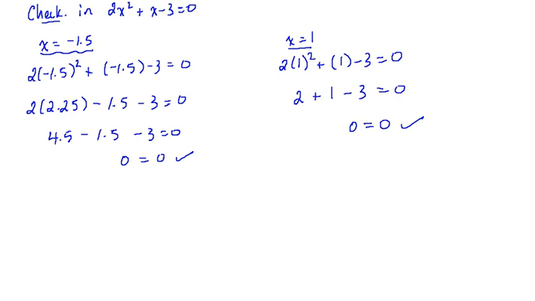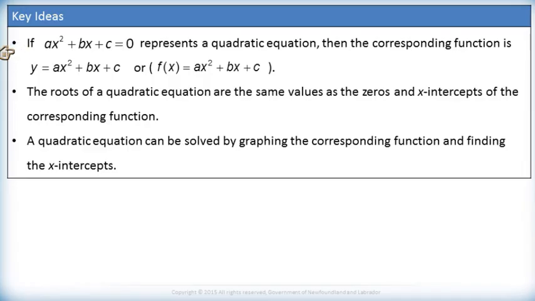In conclusion, if ax squared plus bx plus c equals 0 represents a quadratic equation, then the corresponding function is y equals ax squared plus bx plus c. Or, using the f of x notation, f of x equals ax squared plus bx plus c. The roots of a quadratic equation are the same as the values of the zeros and the x-intercepts of the corresponding function, and a quadratic equation can be solved by graphing the corresponding function and finding the x-intercepts.